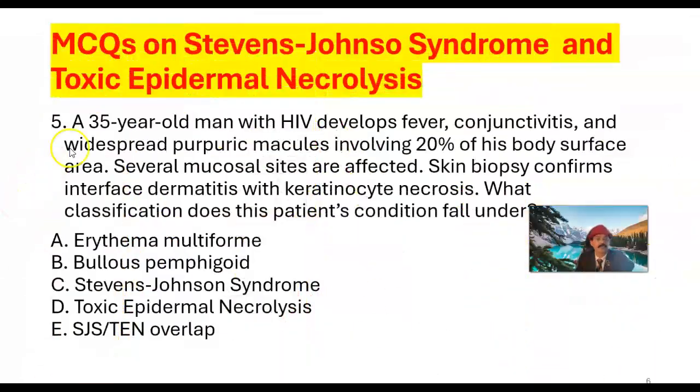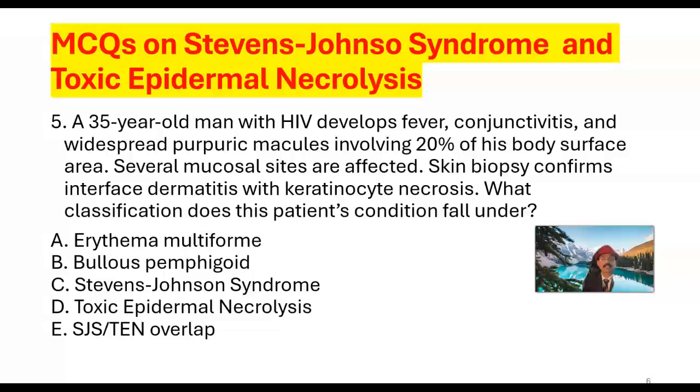Question number 5. A 35-year-old man with HIV develops fever, conjunctivitis, widespread purpuric macules involving 20% of his body surface area. Several mucosal sites are affected. Skin biopsy confirms interface dermatitis with keratinocyte necrosis. What classification does this patient's condition fall under?